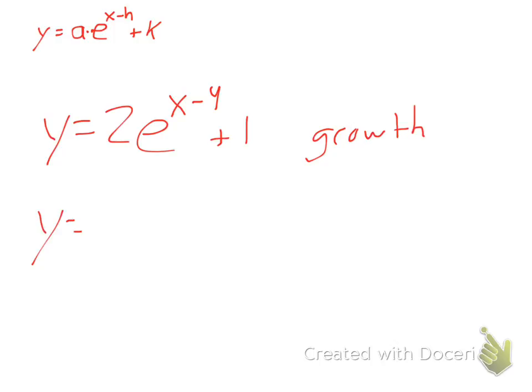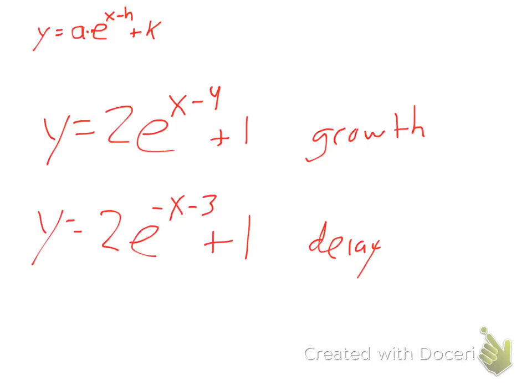This one, on the other hand, is decay. Why is this one decay and the other one is growth? Yeah, it's a negative in front. That negative in front of the x is going to change things.